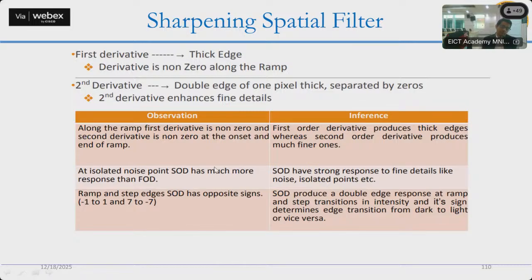So what happens when we do the sharpening with a spatial filter? Applying the first derivative, we basically get the thick edge or boundary. We basically get the boundary using the first derivative. When we use the second derivative, we get double edges, 1 pixel thick.